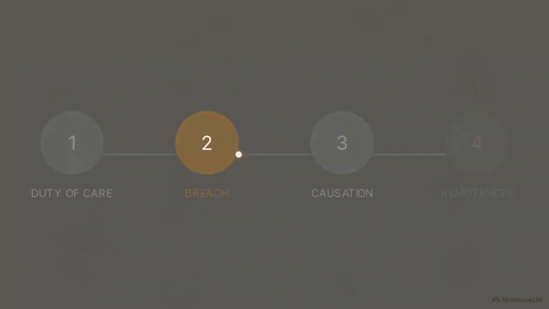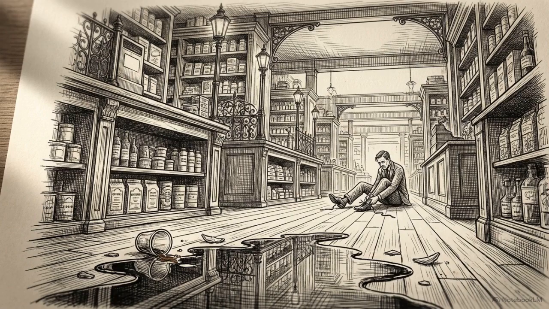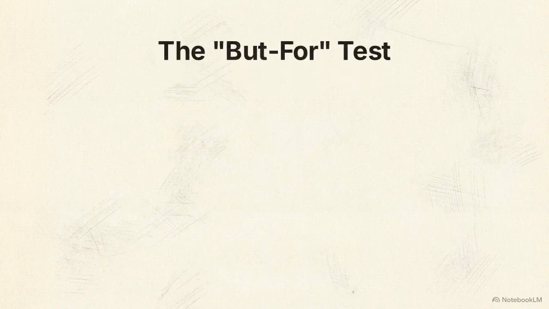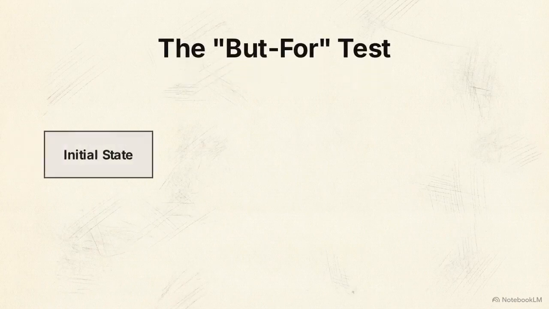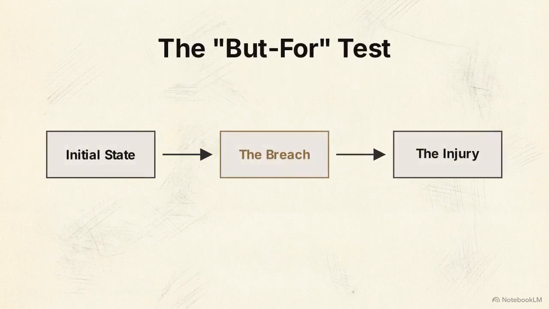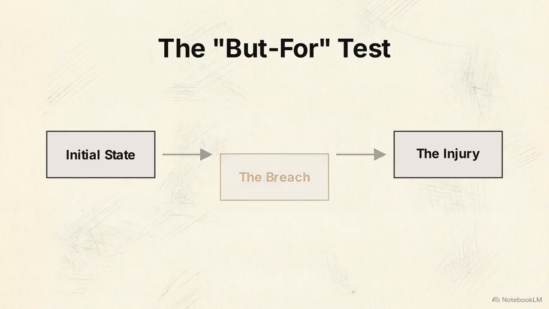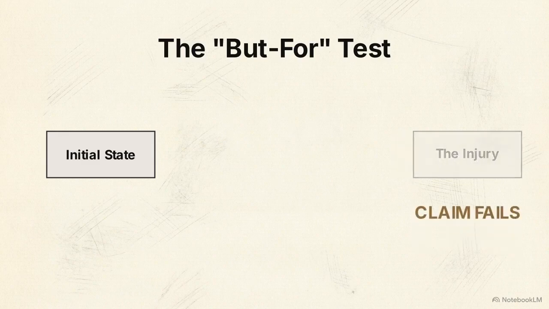We progress to Node 3, causation. Proving a defendant acted negligently is legally meaningless if that negligence did not actually cause the specific injury. The primary tool for establishing this link is the but-for test. This timeline visualizes the logic. We ask if the plaintiff's harm would have occurred but for the defendant's specific breach of duty. If we remove the defendant's bad act from the timeline and the injury still would have happened anyway, the causal link is broken and the claim fails.